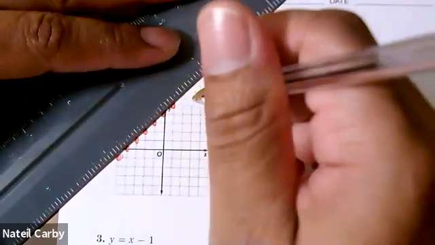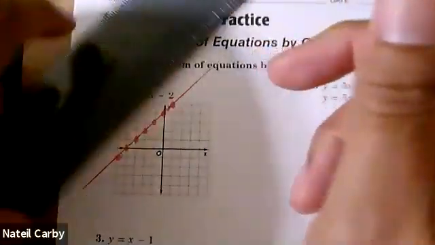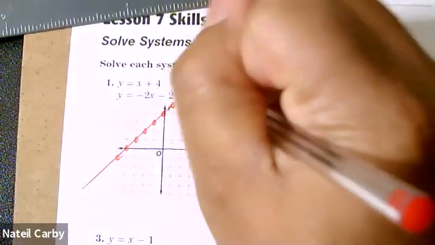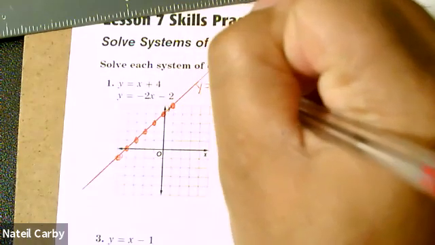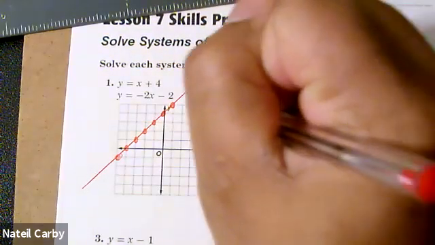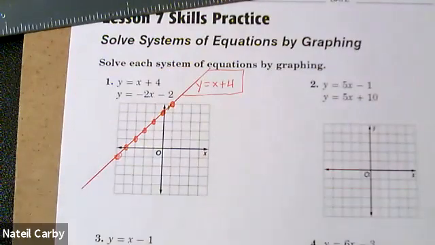Take Mr. Straight Edge here. Label this as y equals x plus 4. Make my little flag. And there we go.